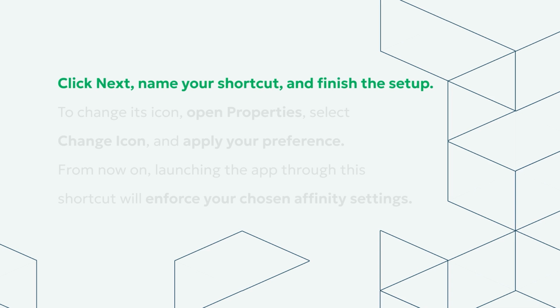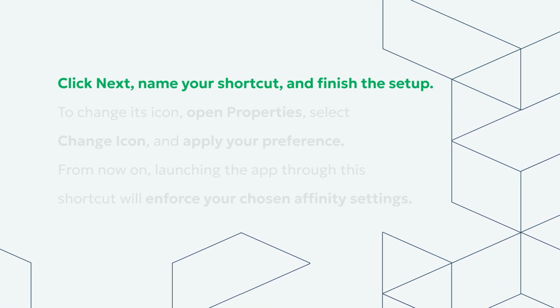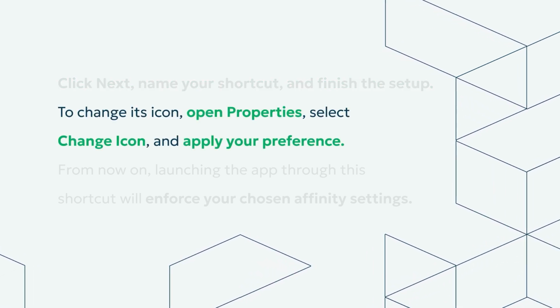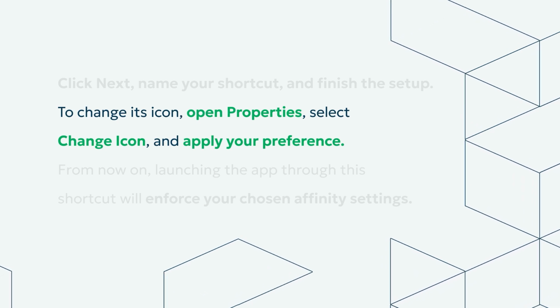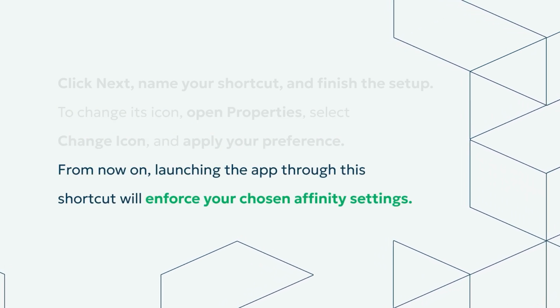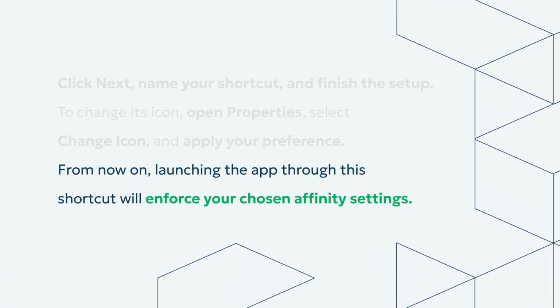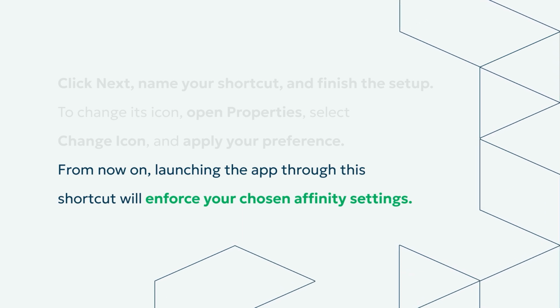Click Next, name your shortcut, and finish the setup. To change its icon, open Properties, select Change Icon, and apply your preference. From now on, launching the app through this shortcut will enforce your chosen affinity settings.